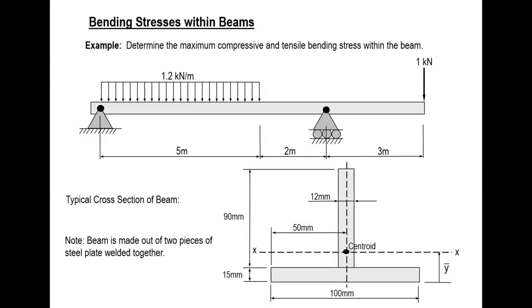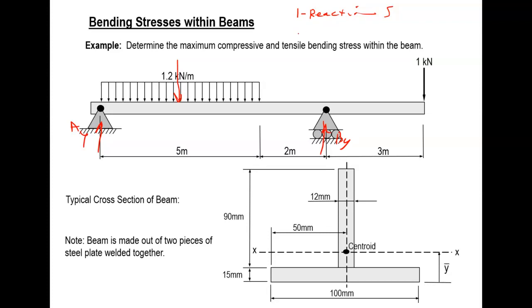Let me summarize the steps for you. What steps do we take here? The first step is step number 1, finding the reactions. With the reactions, first you concentrate that force. This is 1.2 multiplied by 5, that is 6. 6 would be right in the middle. And then that would give you A, Y, and B, Y. So that is the first one.